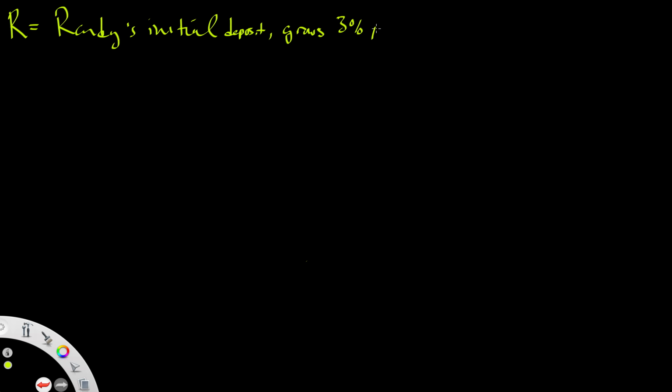Okay, so the first thing we're going to do is set some variables for this problem. Namely, I'm going to let R stand for Randy's initial deposit. And we know it grows 3% per year. Now, secondly, I will let L, of course, stand for Leahy's initial deposit. And it grows at 2.5% per year.